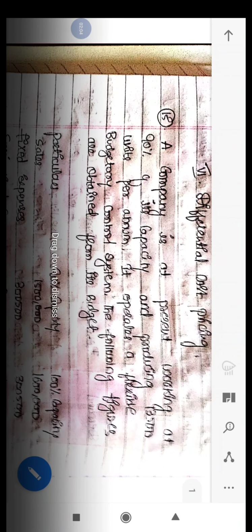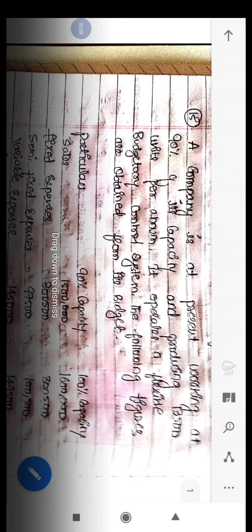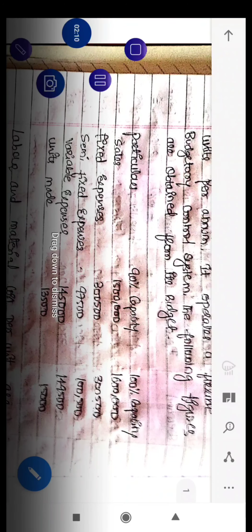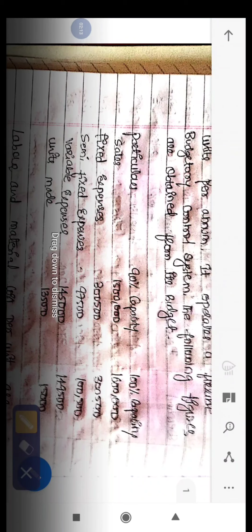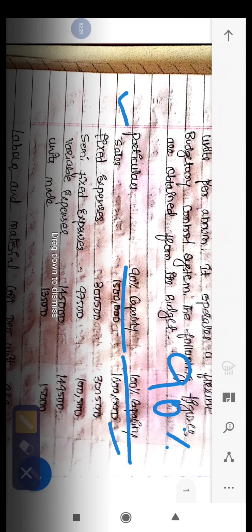So this company is using a flexible budgetary control system. The following information has been given. This company is currently operating at 90%. They have given 90% capacity details, and also 100% capacity details. The sales is 15 lakhs at 90% capacity. When we are talking about 100%, it is 16 lakhs.